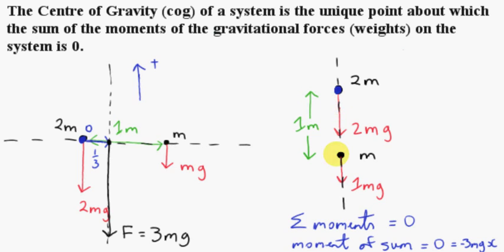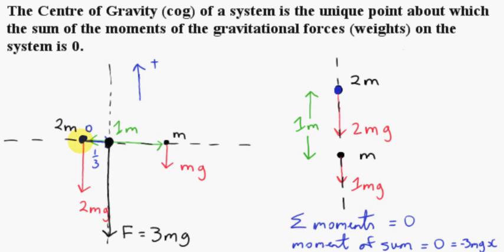But the center of gravity lies on the line of action of the resultant force. So the center of gravity must lie on this line here. But it must also lie in this line here. So it lies on this vertical line and it lies on this horizontal line. So indeed it is here. It's on the line joining the particles, which is fairly intuitive.